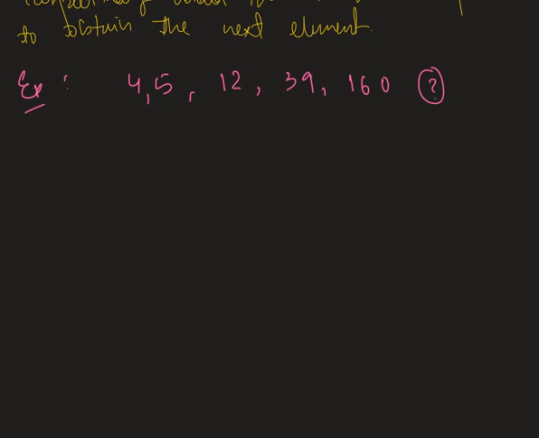As we can see, in this given series, we multiplied 1 with 4, then add 1. Therefore, we get 5 as the answer. After this, we multiplied 2 with 5, then add 2. Therefore, we get 12 here.